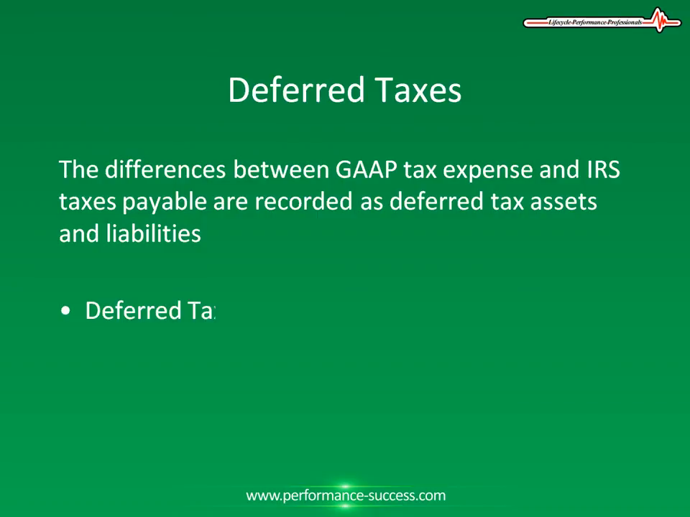A deferred tax liability is created and reported on the balance sheet when an asset or liability is valued differently under GAAP financial statements than it is on the company's tax returns, and that difference results in a greater tax expense on the financial statements than accrual cash taxes payable on the tax return.